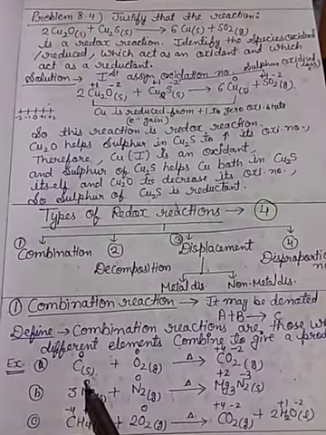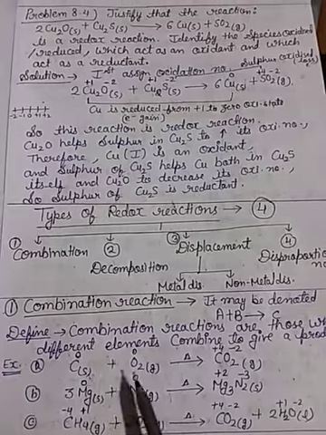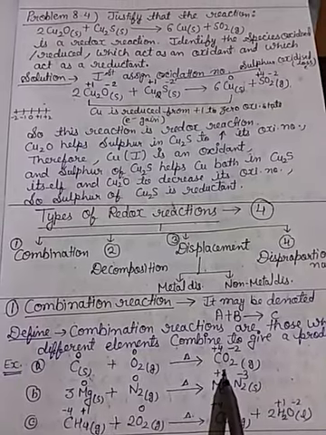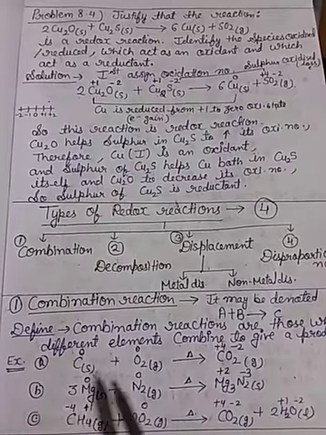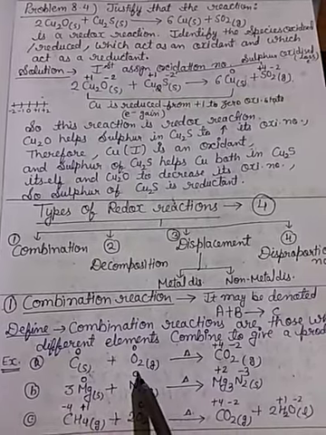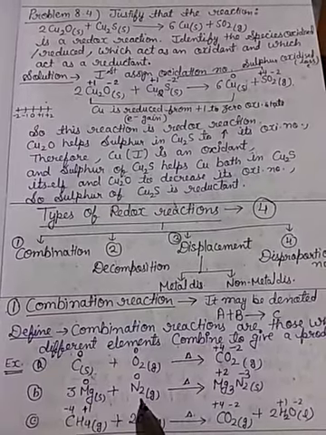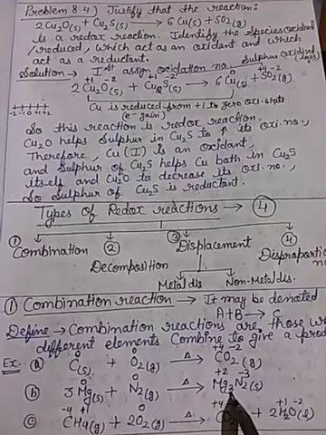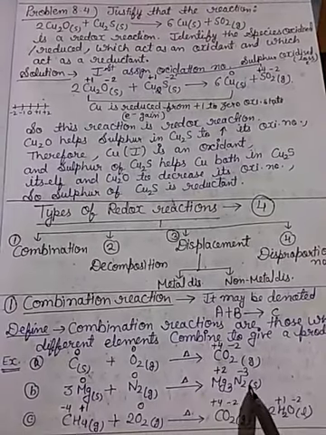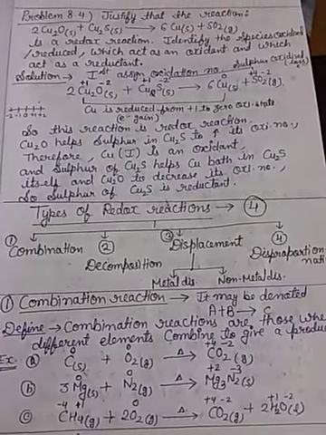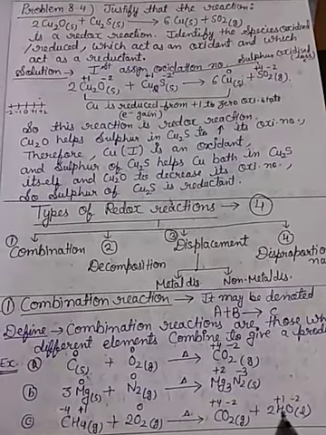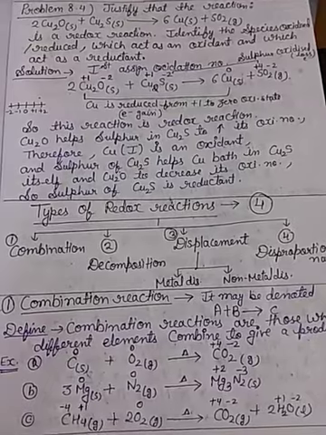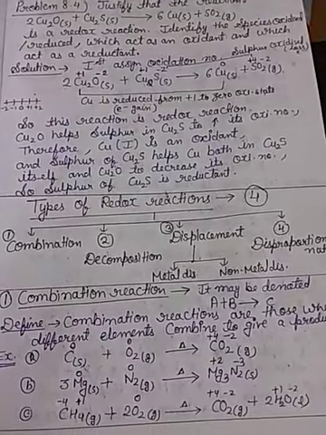Like C, carbon solid, plus oxygen converts into CO2 gas. That means carbon reacts with oxygen, two different elements converting into the product CO2 gas. Magnesium reacts with nitrogen, forming magnesium nitride, Mg3N2. Methane CH4 reacts with oxygen, giving CO2, carbon dioxide, and water. So there are 3 reactions given in your textbook.